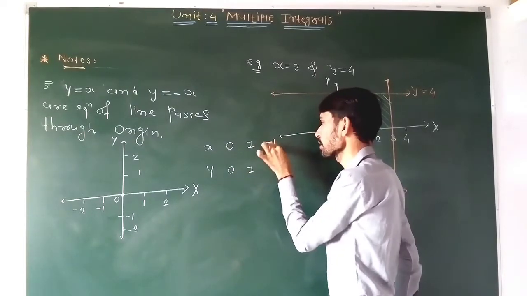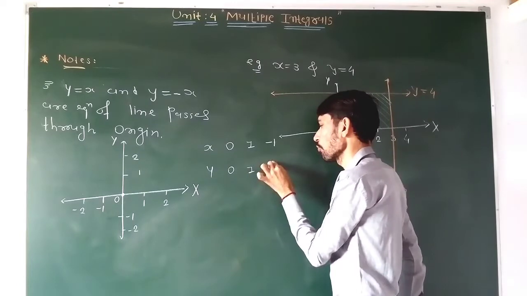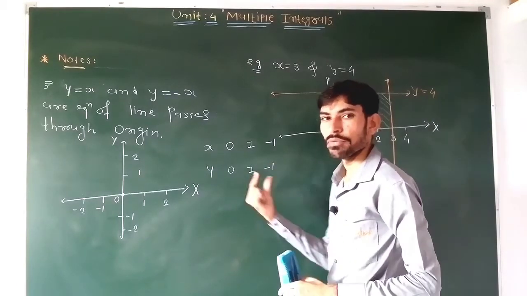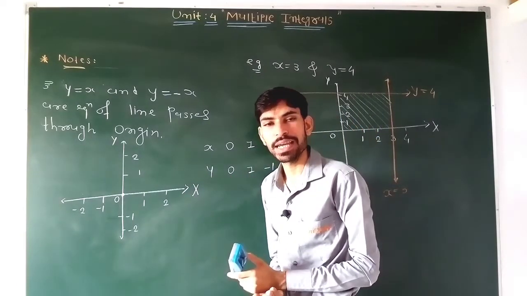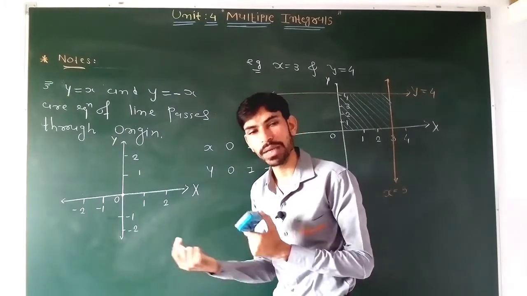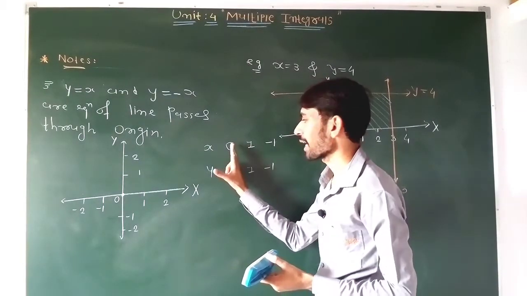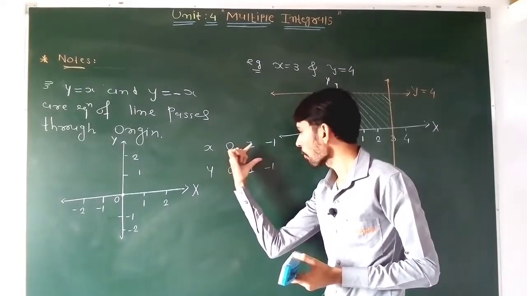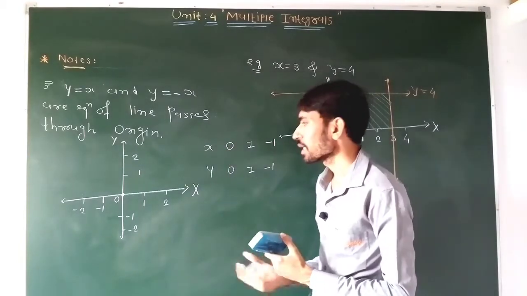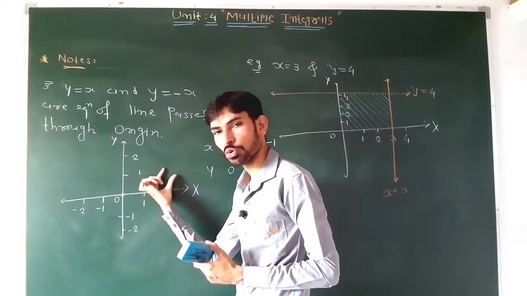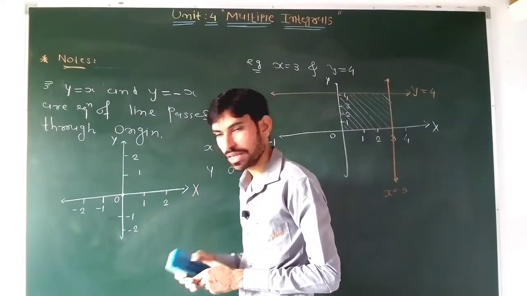Now if we take x is equal to minus 1, then y is equal to minus 1. So we have at least 2 points, then we can draw the line easily. મિત્રો આપણી પાસે ઓછામાં ઓછા 2 પોઈન્ટ હોય તો આપણે લાઈન ઇઝીલી ડ્રો કરી શકીએ છીએ. So here we see our line passes through the points 0 0, 1 1, -1 -1. Similarly, the line passes through the points 2 2, 3 3, 4 4, etc.